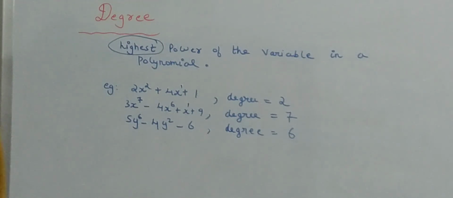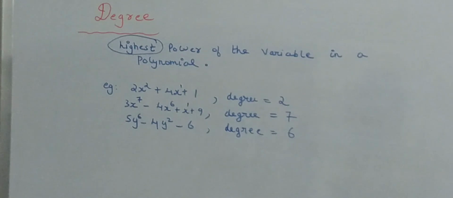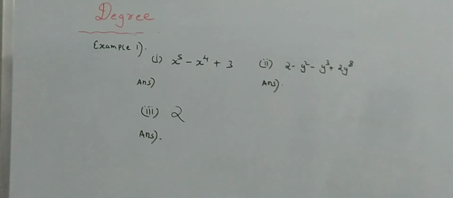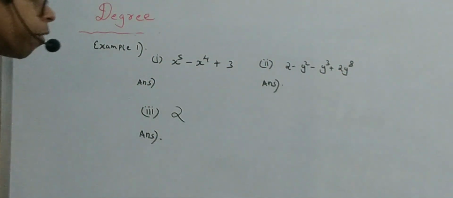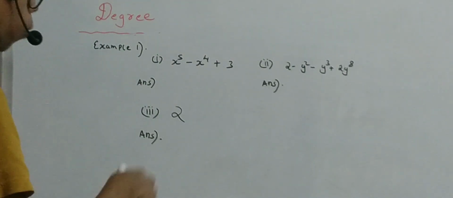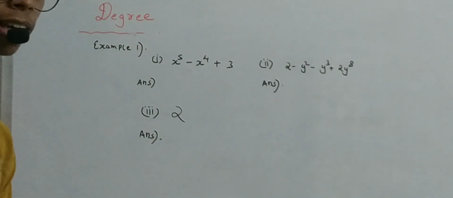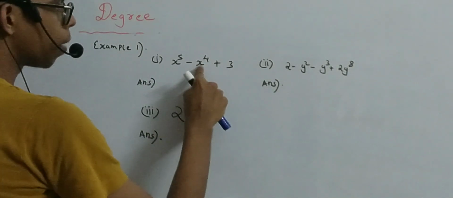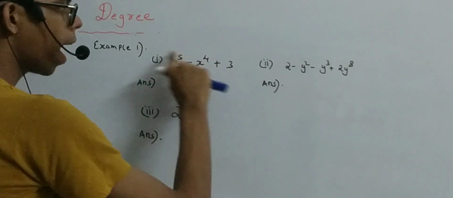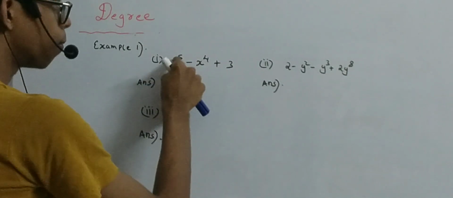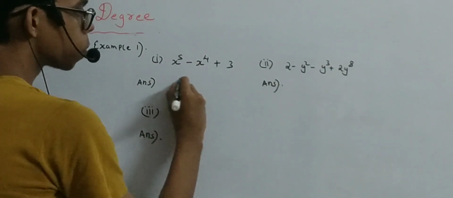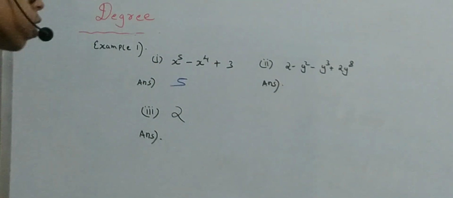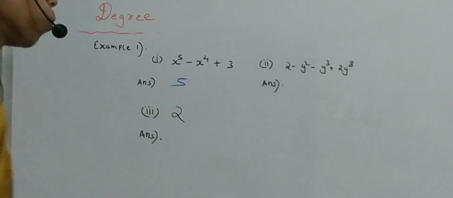Okay, so now let's do our example number 1. Find the degree of each of the polynomials given below. A few polynomials have been given to you. We have to find the degree of the polynomial. We know degree of a polynomial means we should look at the highest power of the variable. Here the variable is x, and the powers are 4 and 5. Which is the highest one? It is 5. So the degree of the polynomial will be 5.